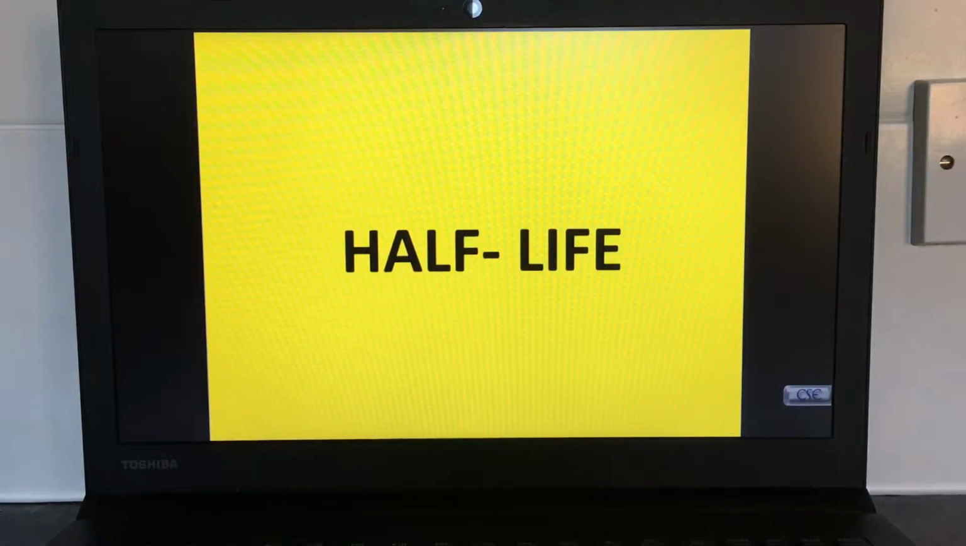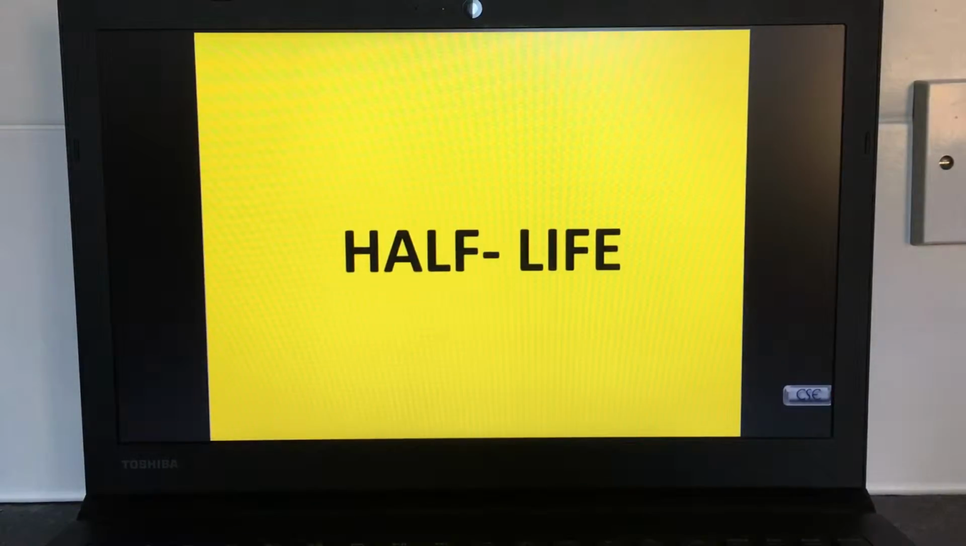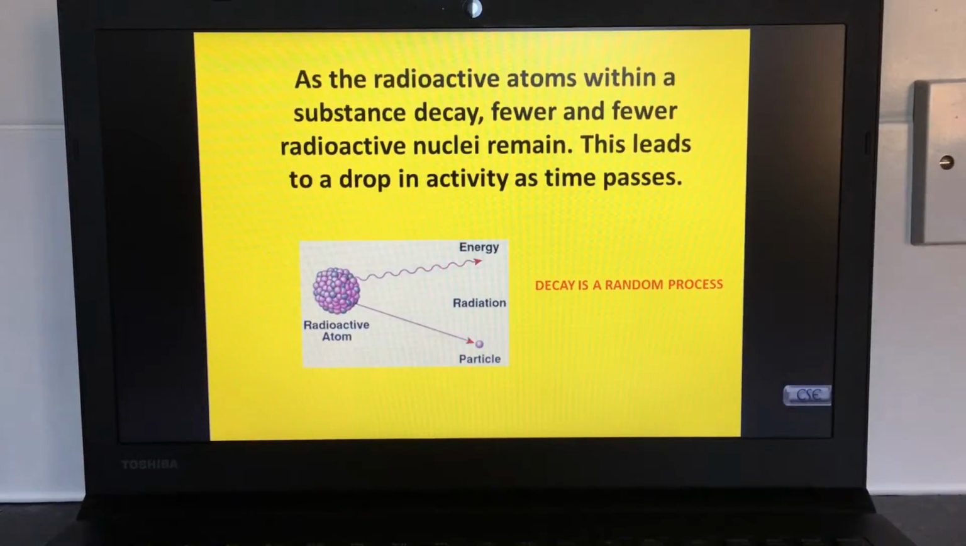This video is about half-life. Now, a lot of the classes I have get really confused as to what half-life actually is. It isn't as complicated as it seems. So to understand it, you need to understand basic radioactive decay.